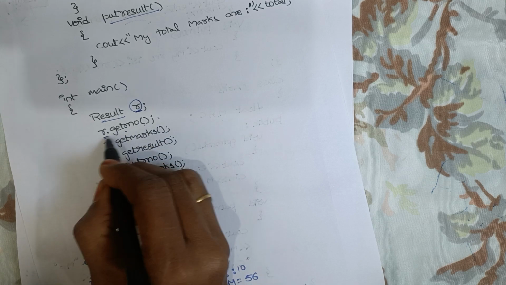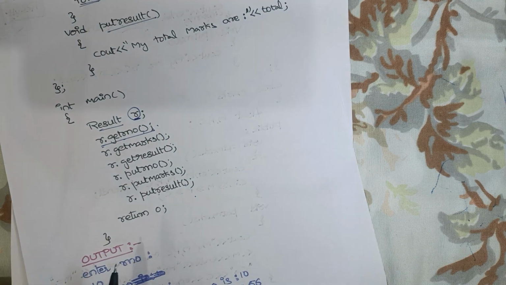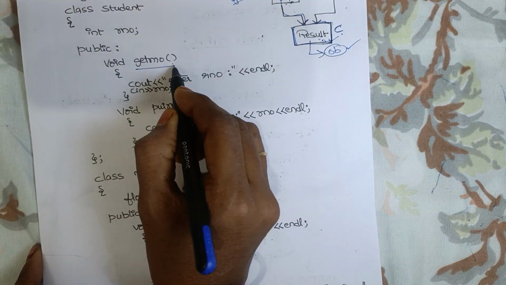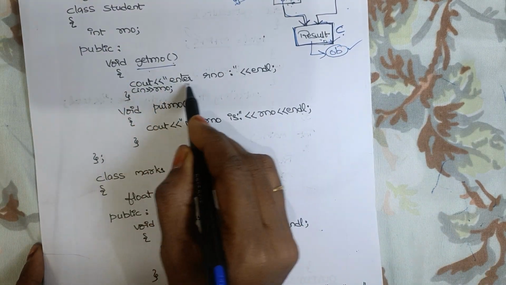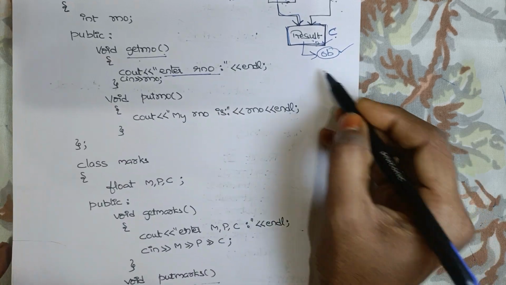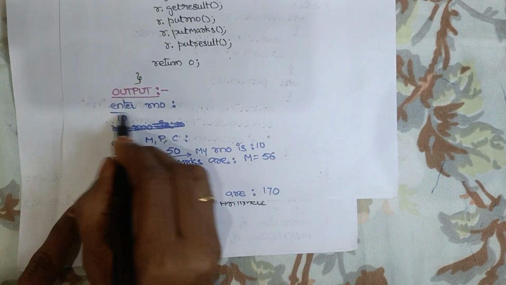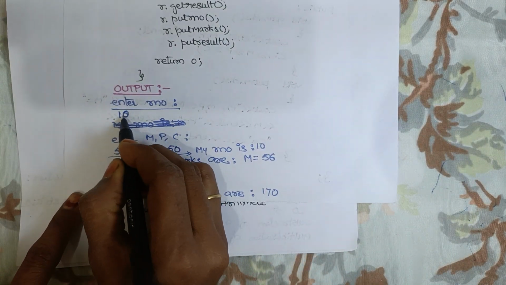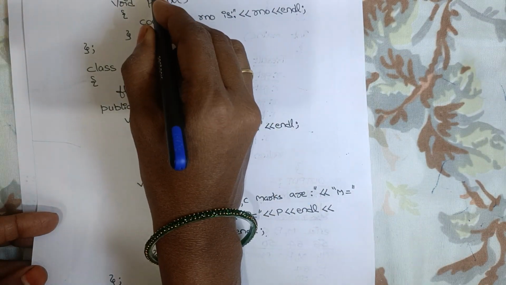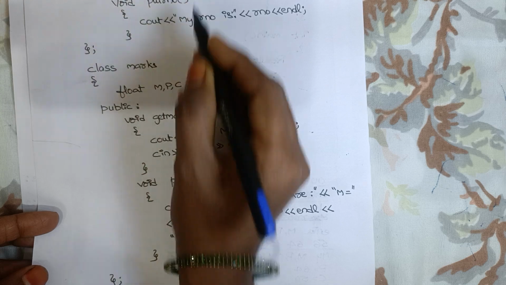When you call the r dot get roll number function, the control will transfer to the get roll number function. Here it asks you to enter the roll number; on the output screen you will get 'enter roll number'. For example, I entered 10, so it is going to store that roll number 10 in the roll number variable.